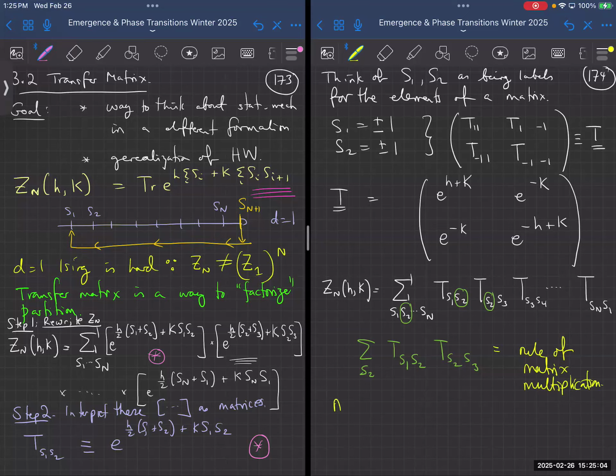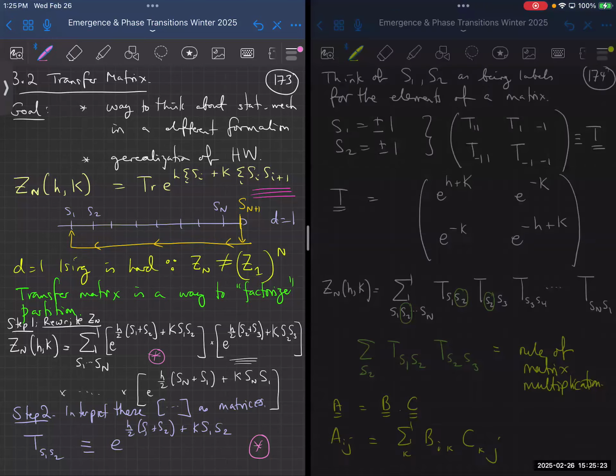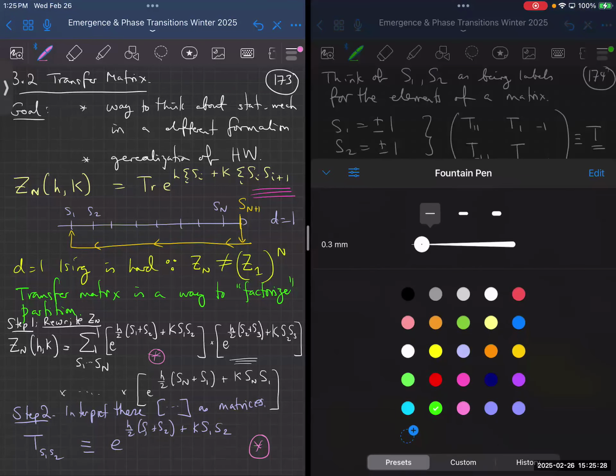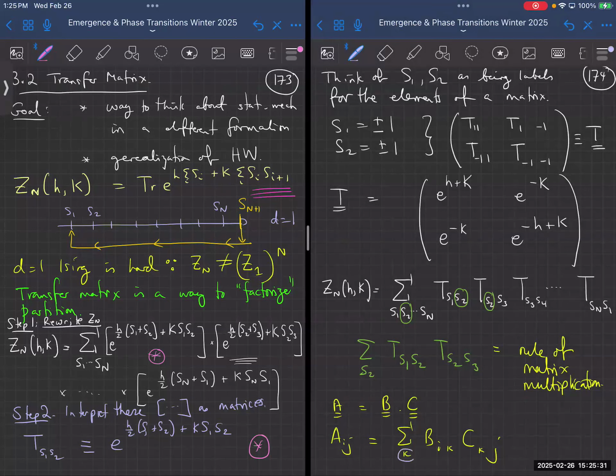So if I have a matrix A is equal to the matrix B times C, then the way I would write that in component notation is A_ij is the sum over k, B_ik C_kj. So in other words, to get the ijth element of the matrix A_ij, what I do is I sum over k here, I sum over this k and this k, that's the dummy variable, and that gives me the matrix element A_ij.